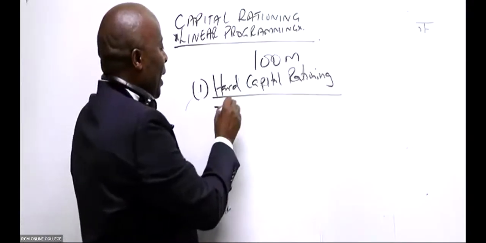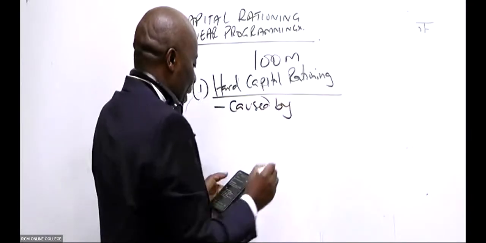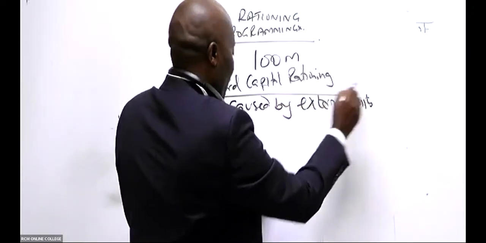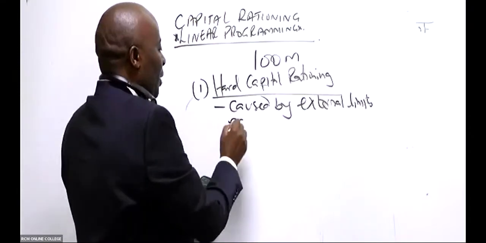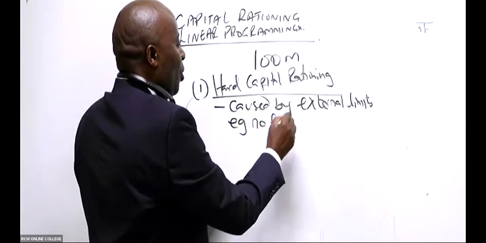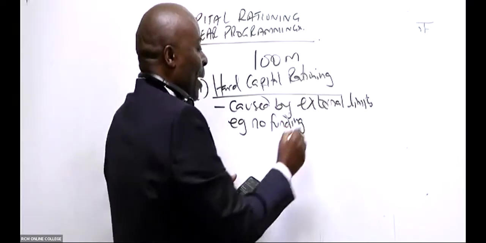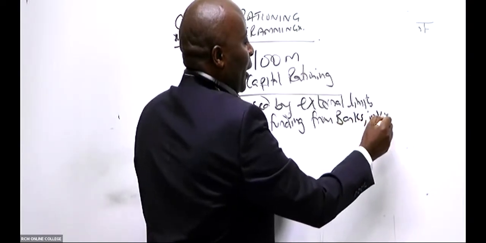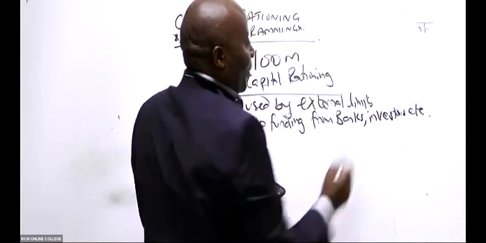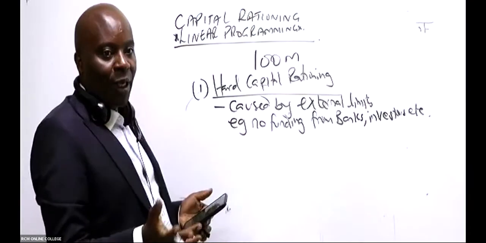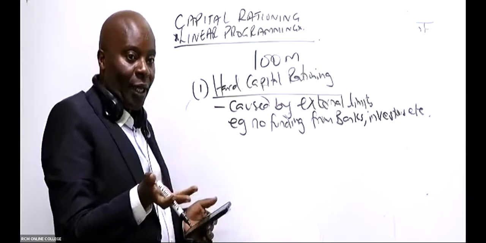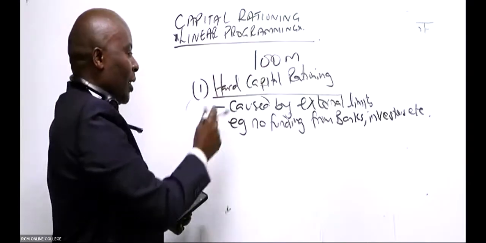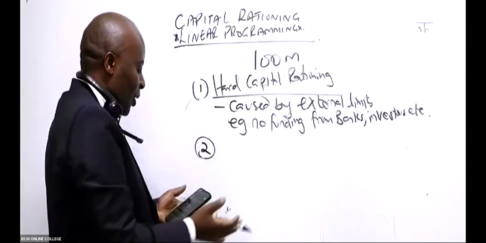So hard capital rationing is caused by external limits, e.g., no funding from banks, investors outside there, etc. Automatically that will be hard capital rationing. There is nothing you can do to flex this as an organization. You don't have a loan. That is it. You must learn how to live with it. And then, of course, you do your financing decisions optimally.